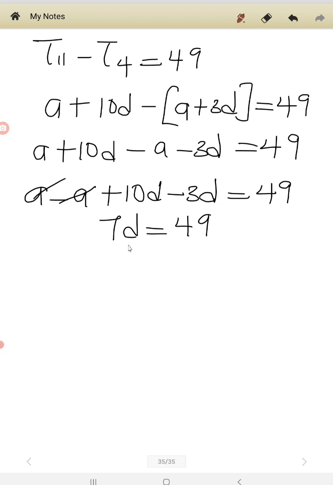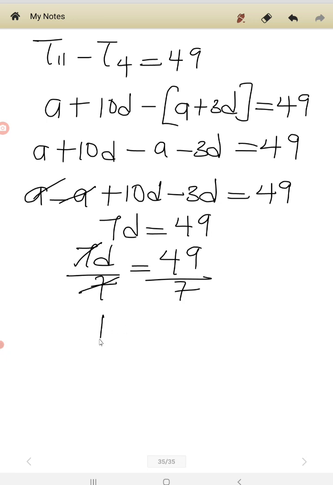You divide both sides by 7. You have 7D over 7 is equal to 49 over 7. We cancel this, so D is equal to 7. D now is equal to 7. So that is the common difference.